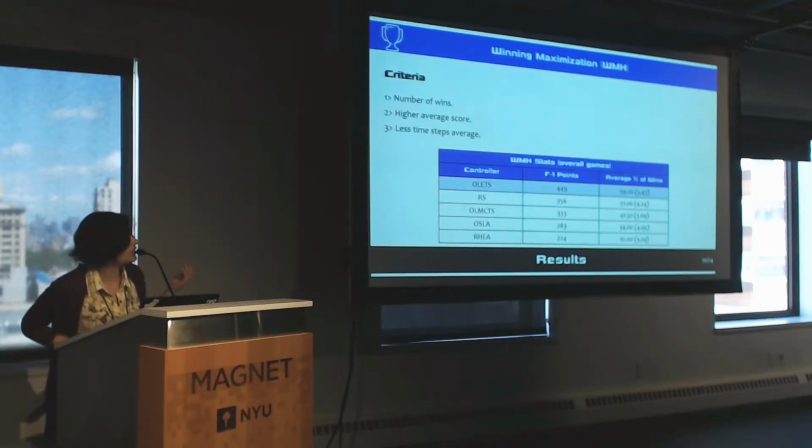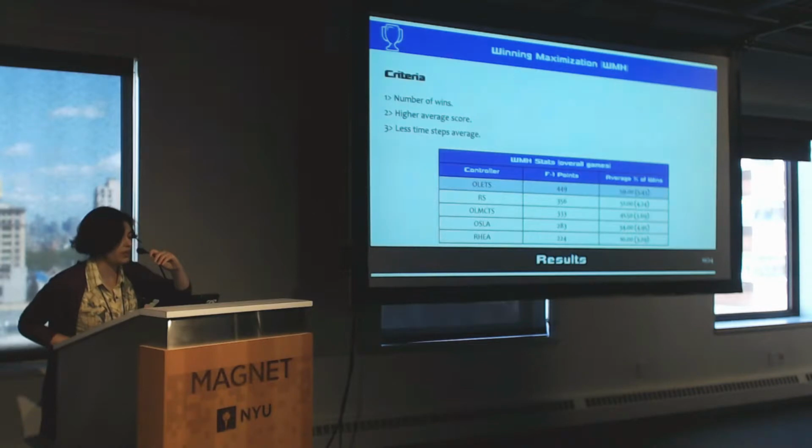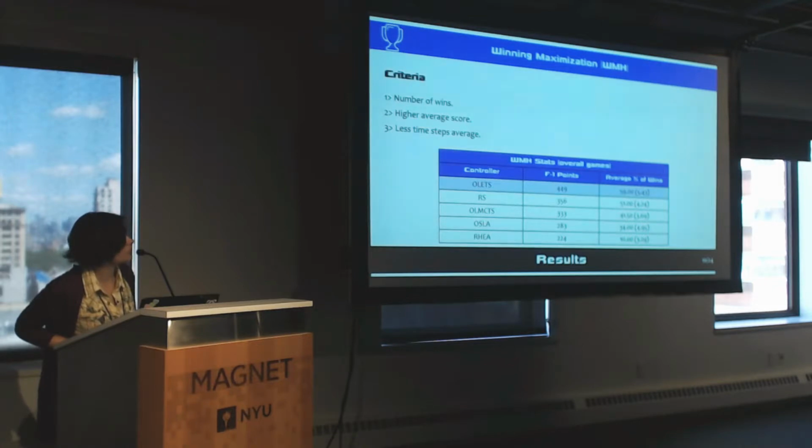Then for the stats over all the games, we can see that OLETS, which is the first one as well, has an average of 59% of wins, which is very low. It's high, but it's not perfect, obviously, because there are 40% of times that it didn't win.